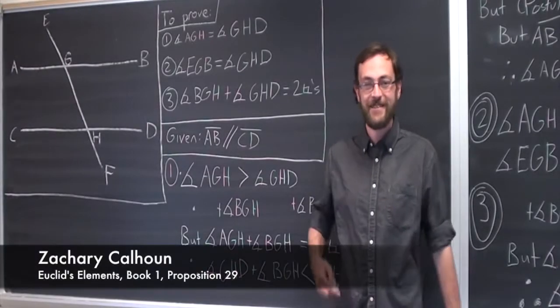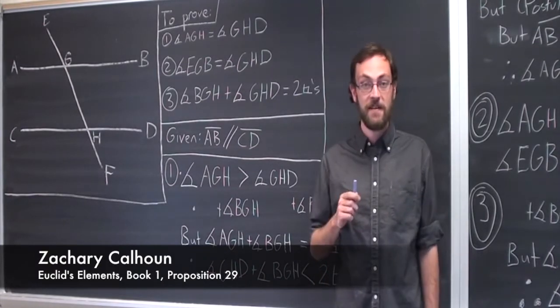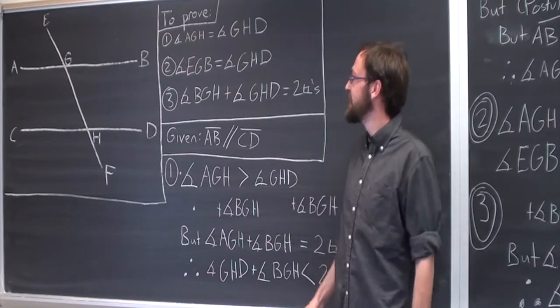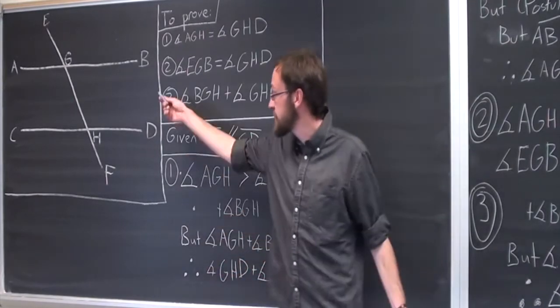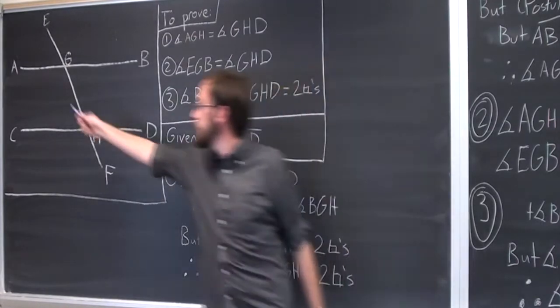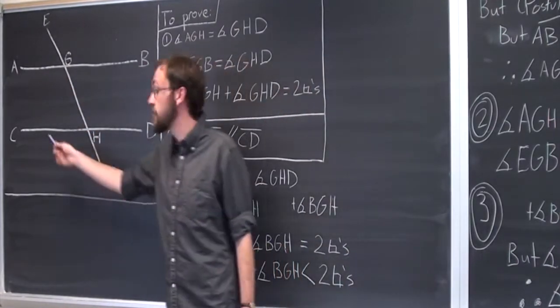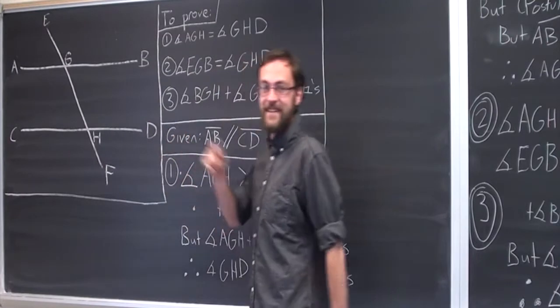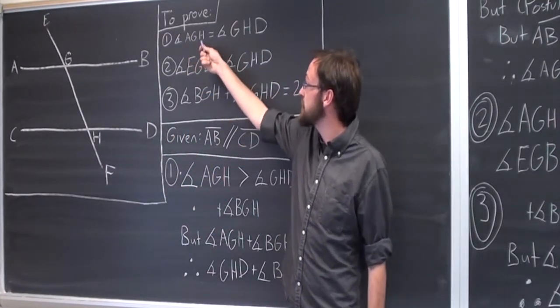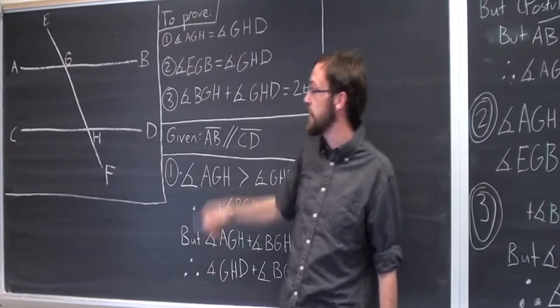Hi, I'm Zach Calhoun, and I'm going to show you three things today from Prop 29 of Euclid's Elements. The first one is that in this diagram, where our only given is that the line AB is parallel to the line CD. With that given, we're going to prove first that the angle AGH is equal to the angle GHD.